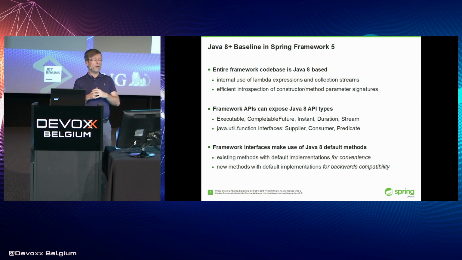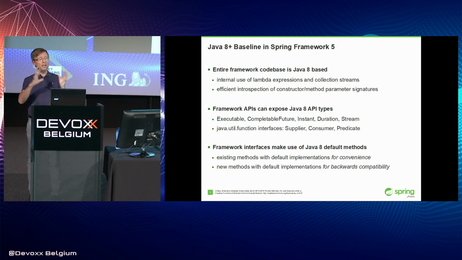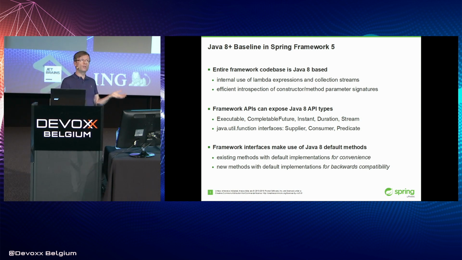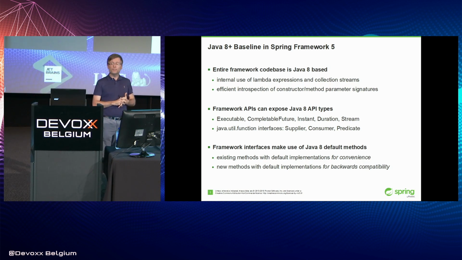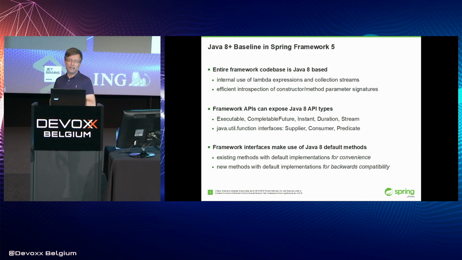CompletableFuture, java.util.concurrent enhancements, java.time types like Instant and Duration, and in particular collection streams and everything that comes with it, and not least of all, the java.util.function package and the functional interface types that are shipped as common ground in Java 8 now. We can also make use of a particular Java 8 feature, default methods in interfaces. That's the third major enabler.